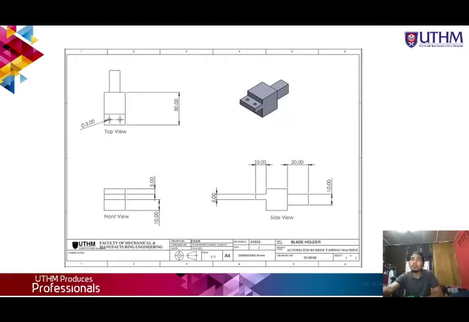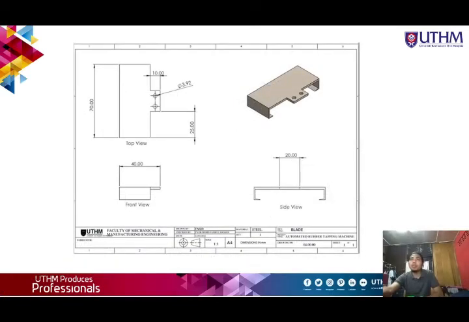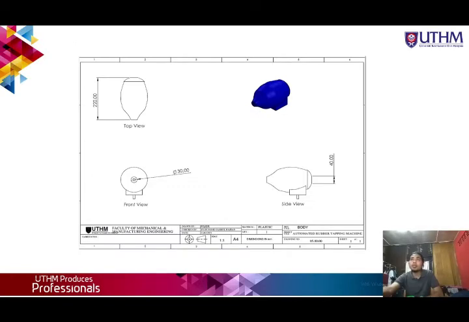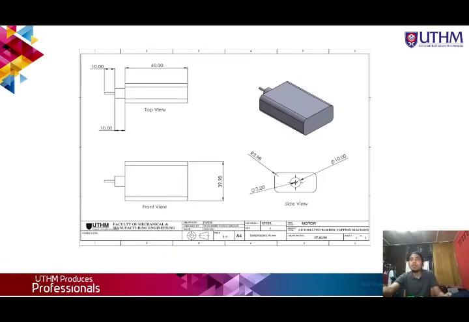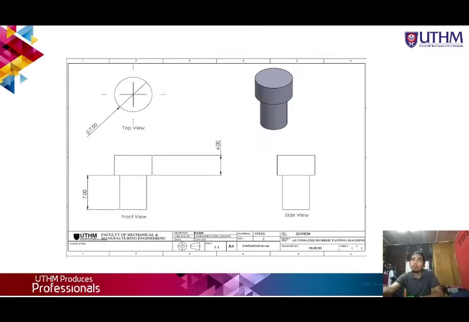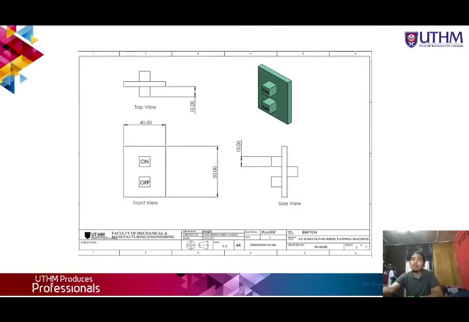Then we go to the next part, which is the blade holder. And this is the blade of our product. And this is the body of our product. And this is the motor that will be used in this project. And this is the screw that we use to connect the blade holder and the blade. And this is the switch of our product.